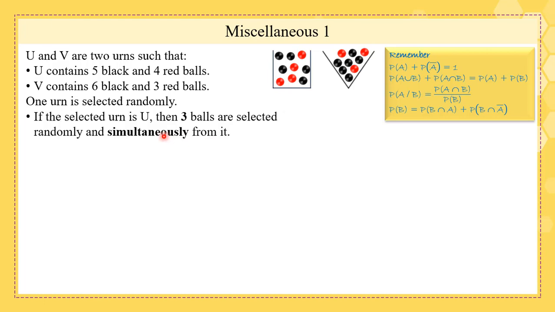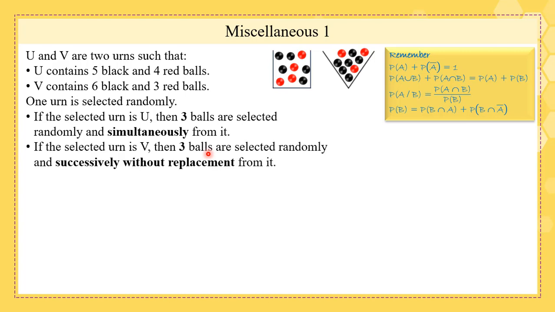If the selected urn is U, then 3 balls are selected randomly and simultaneously from it. And if the selected urn is V, then 3 balls are selected randomly and successively without replacement from it. Now we have to understand this story deeply in order to continue talking about the problem. In fact, we need to select one urn, either U or V. The probability of selecting U, as I said, is half, and the probability of selecting V is half.